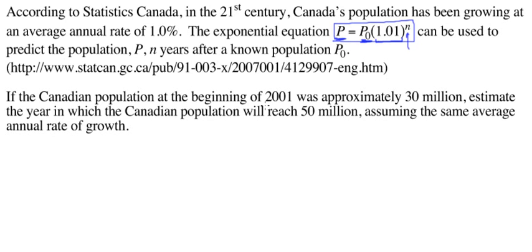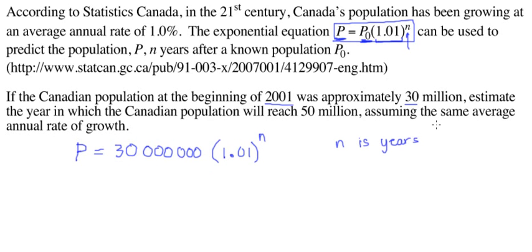And now they tell us the starting population we want you to use is from 2001, when we had 30 million people. So our population formula is going to be 30 million times 1.01 to the power of n, and n is the years that have passed since 2001. So right now, as I record this, it's the year 2013, so n would be 12 for me. It's been 12 years since 2001. And they're asking, when will this get to 50 million?